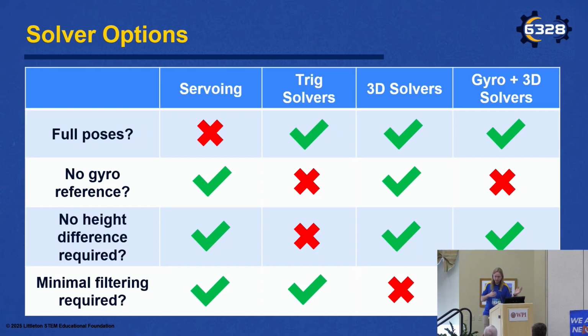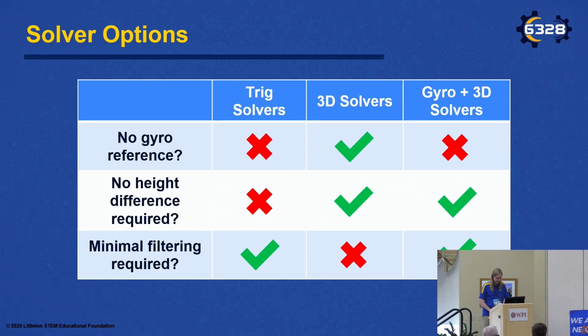Okay, so in the last section, we spent a while talking about solvers. How does that kind of translate over? Well, some of these solvers are better for local versus global positioning. The first note is if we're doing global positioning, we definitely need full poses, so we can eliminate a few options off the bat, but that leaves these three options. Now, increasingly, trig solvers are becoming less and less common. You can kind of see why if you look at that diagram. If you incorporate data from a 3D solver and combine that with the gyro, that removes the need for a height difference, which is a massive win in games with low April tags.